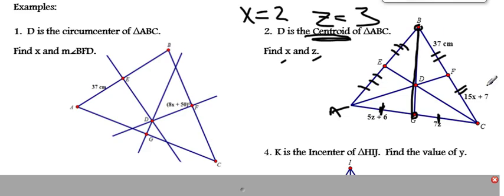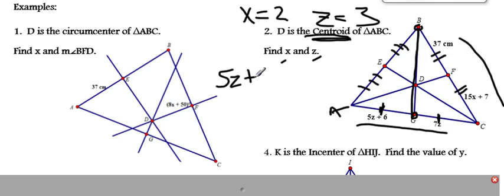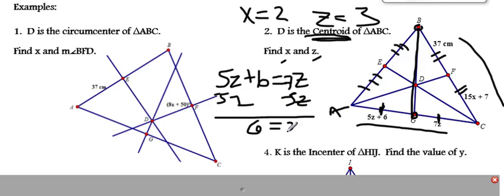Now that we see that those sets of segments are congruent, we're going to have to solve for Z separately than when we solve for X. I'm going to start with Z here. Since these two segments are congruent, we can set up algebraically that their measures are equal. So 5Z plus 6 equals 7Z. I'm going to subtract 5Z from both sides of my equation, and I get 6 equals 2Z. I'm going to divide by 2 on both sides, so I get Z is 3.